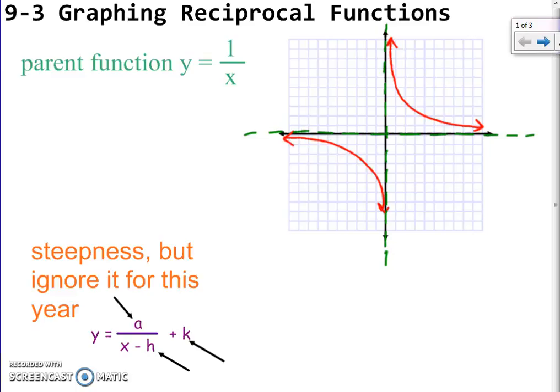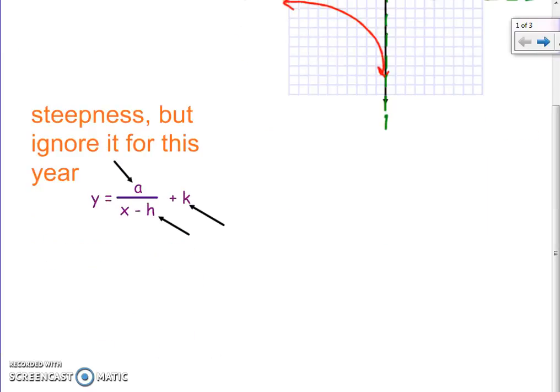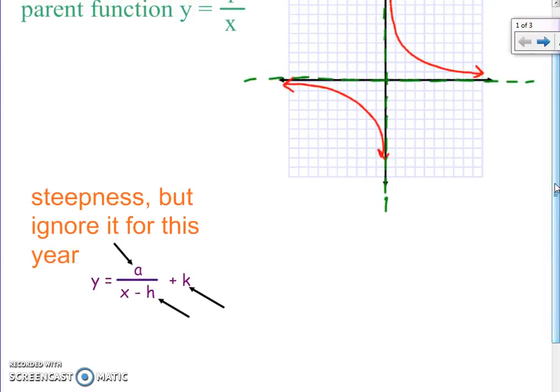So here is kind of our roadmap, if you will. The number on the top, we are going to ignore. As far as the steepness, I'm not going to worry about that piece on these graphs. But we do want to look for positive or negative up there, as far as flipping upside down. But these are going to be the same. So what is H going to tell you? Remember, that's always the opposite direction that you think it should go based on the sign.